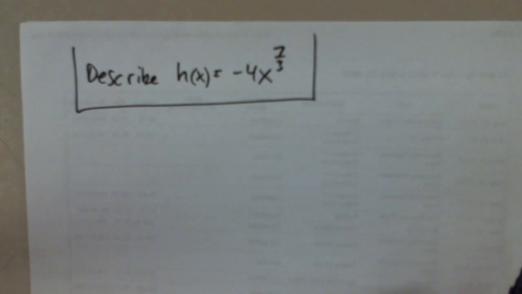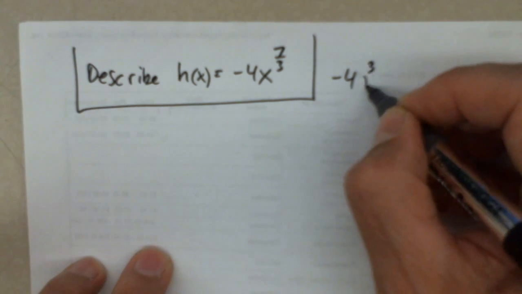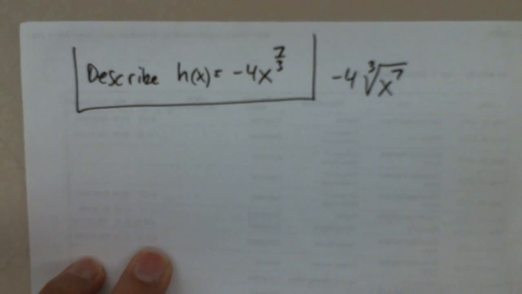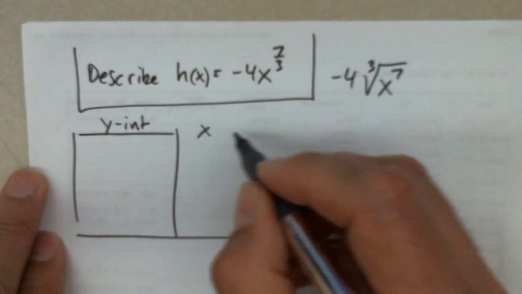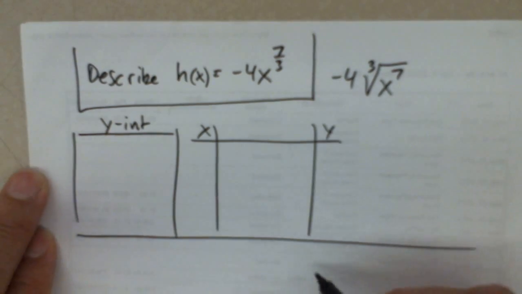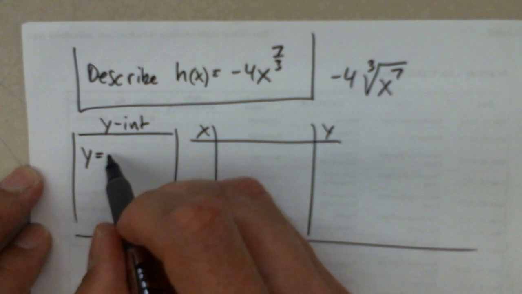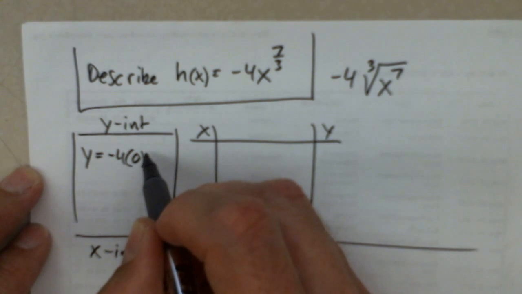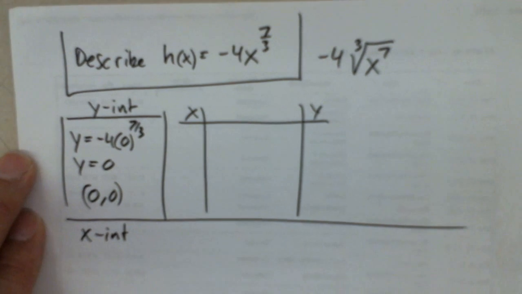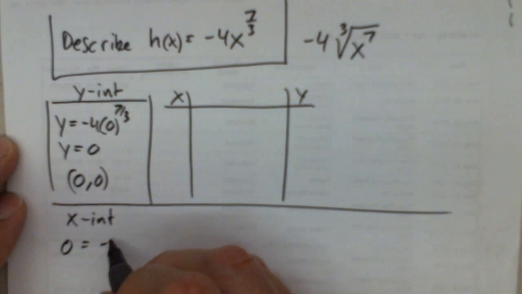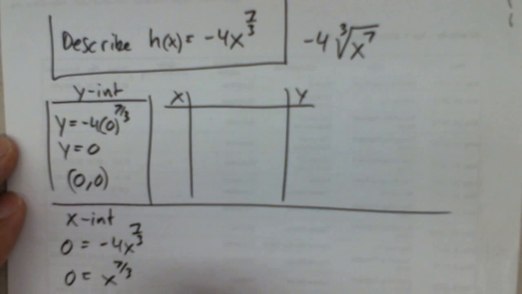Okay. Try that one. Pause, try that one. And remember that that's -4 times the cubed root of x to the 7th. Okay, we're going to go y equals -4 times 0 to the 7/3, which is just 0. And then the x-intercept is when the y equals 0. And divide by -4. We'll get x equals 0.